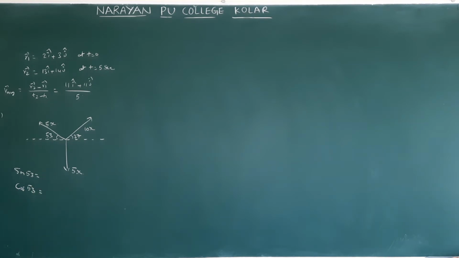So what is sin 53 value? 4 by 5. Cos 53, 3 by 5. How to remember means you can remember on logic. Sin between 3 and 5, what will be there? 4 by 5. Cos 53 means 3 by 5. So whichever is coming here, for sin it is going to be reverse. Sin 53, sin 37, cos 37.